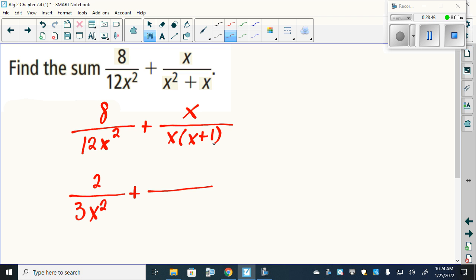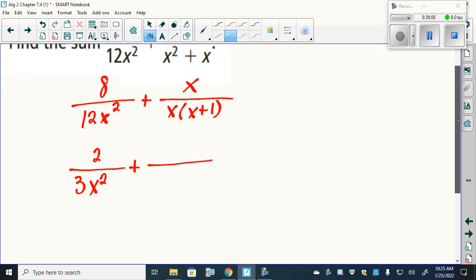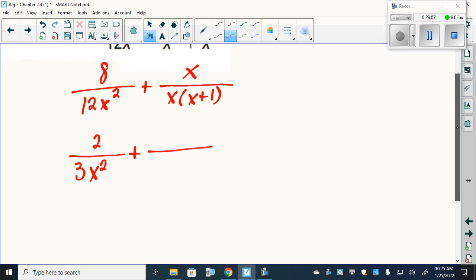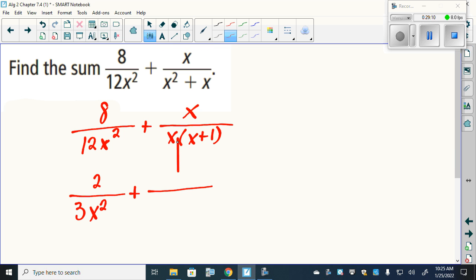Any questions on this here so far? Now we could simplify the x over x in the other rational expression, but in the end it's actually not going to do a whole lot. Because if I simplify this here, I would get 1 over x plus 1.